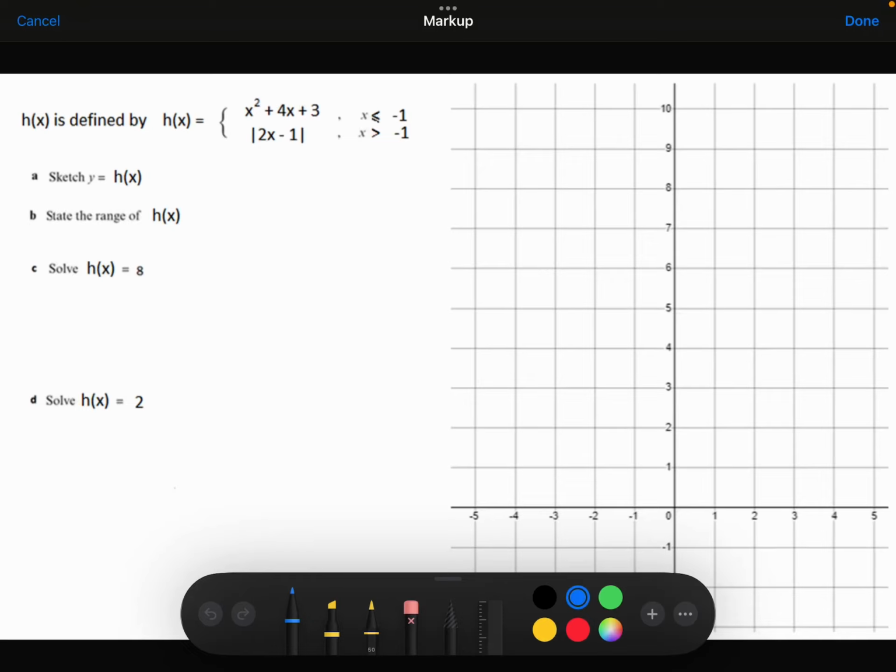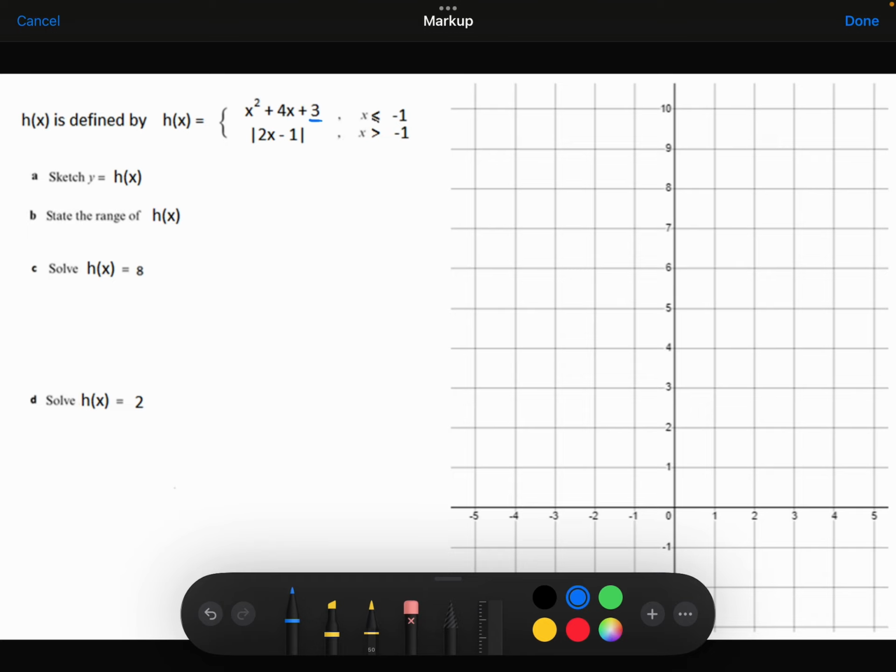h of x is defined by h of x is equal to x squared plus 4x plus 3, where x is less than or equal to minus 1, and it's equal to the modulus of 2x minus 1, where x is greater than minus 1. Part A, sketch it. So let's deal with the quadratic first, where x is less than or equal to minus 1. So let me just sketch the quadratic and then we'll worry about the domain in a minute.